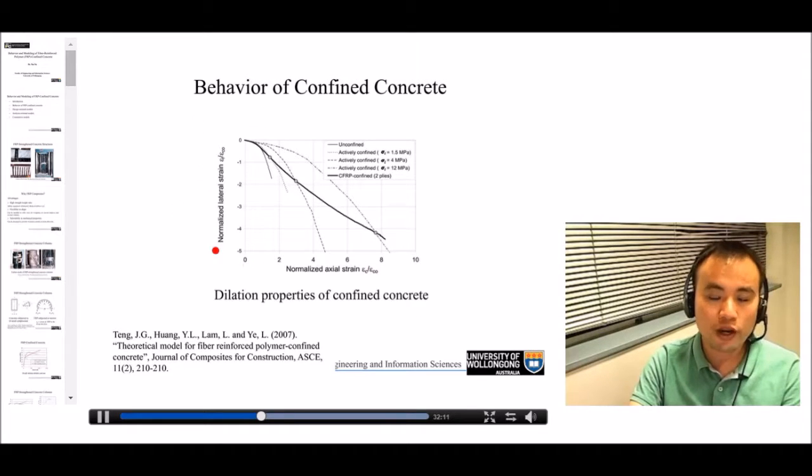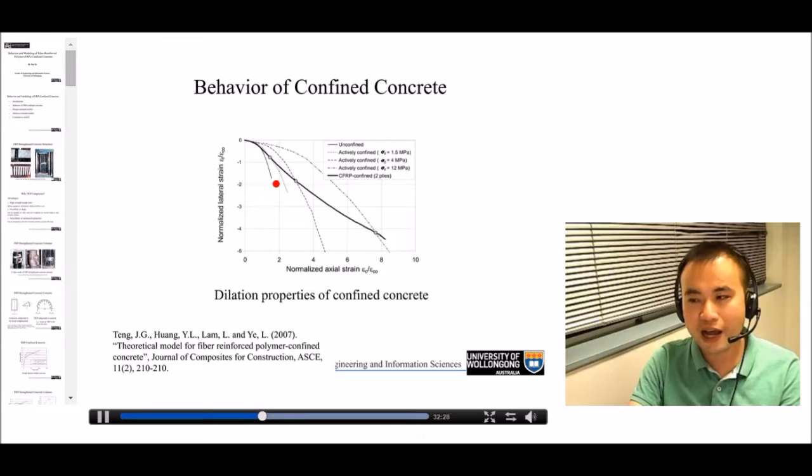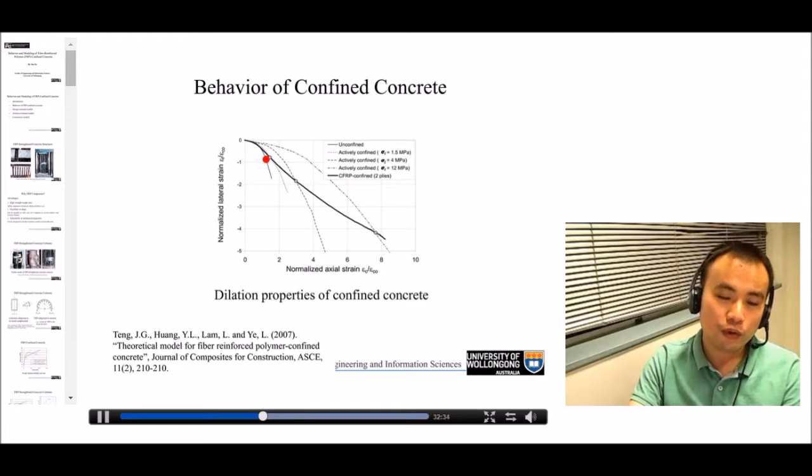Alright, and this figure shows you the axial strain-lateral strain behavior of, again, a group of actively confined concrete and FRP-confined concrete. So this thicker curve is for FRP-confined concrete, and these dotted curves are for a group of actively confined concrete with different constant confining pressures.